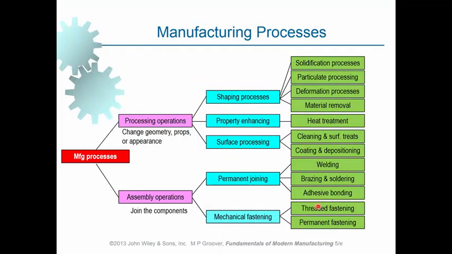What is an example for threaded fastening and permanent fastening? Well, that's right. An example for threaded fastening would be use of bolts and nuts, and an example for permanent fastening would be what? Yes. An example for permanent fastening would be use of rivets or riveting.